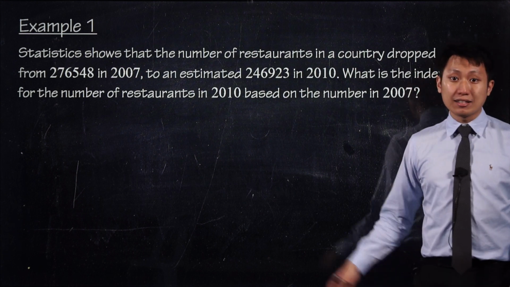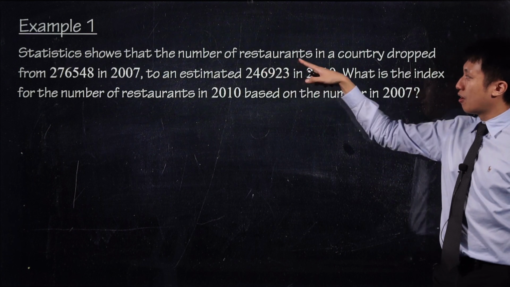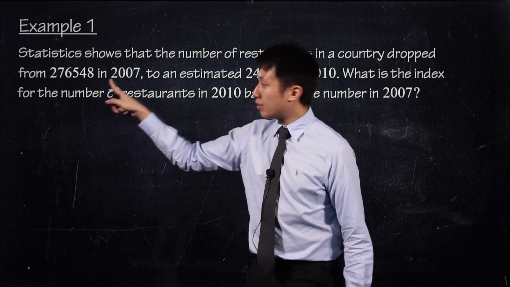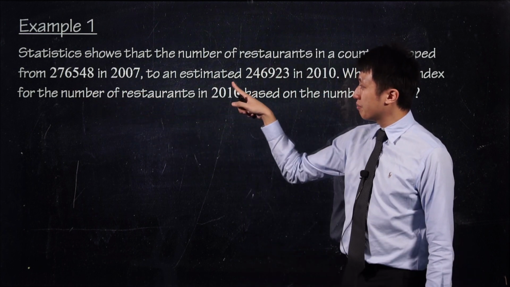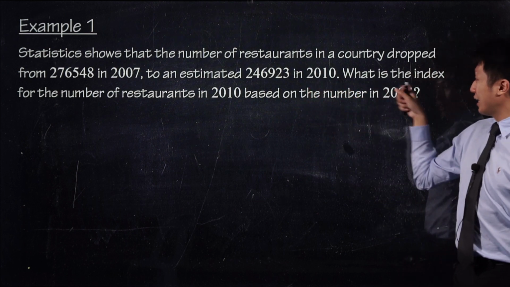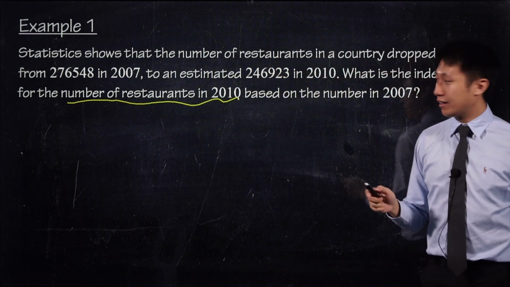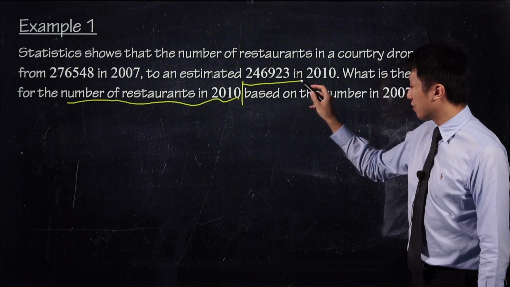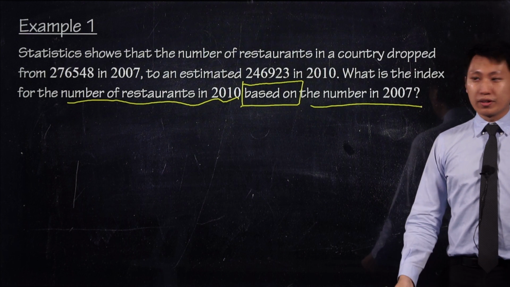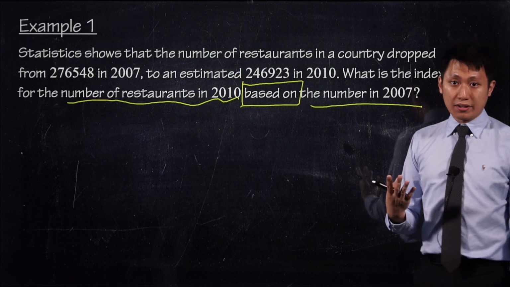I'll just read the question for you. Statistics shows that the number of restaurants in a country dropped from this amount in 2007 to an estimated this amount in 2010. What is the index for the number of restaurants in 2010? You see, this is a keyword: based on the number in 2007. So you are comparing this one based on this one, right? You get this?